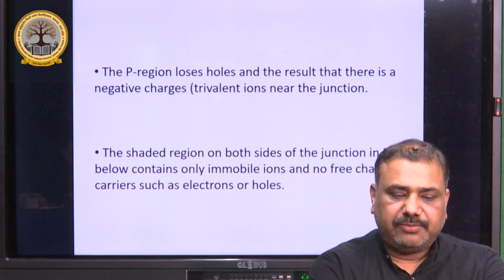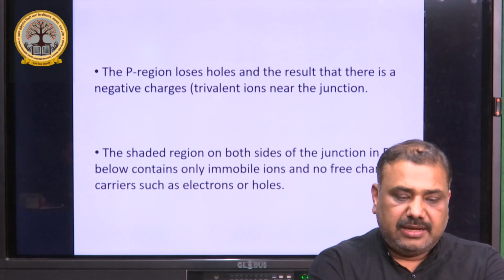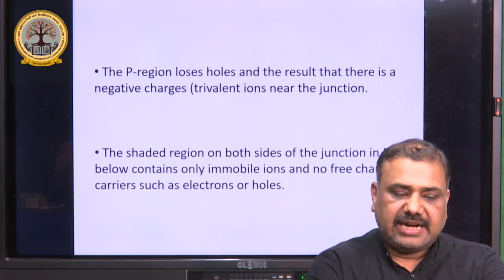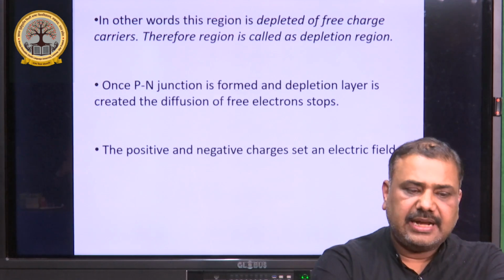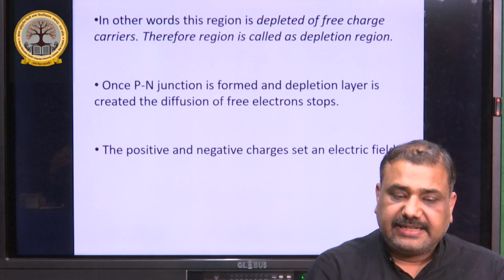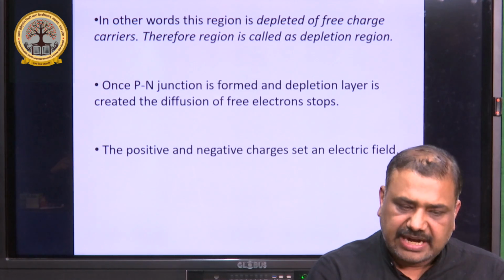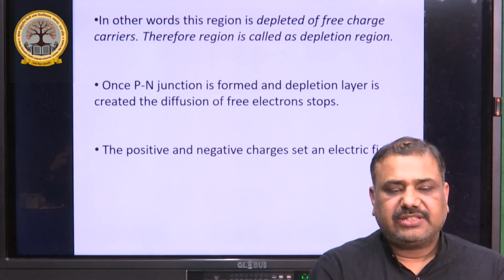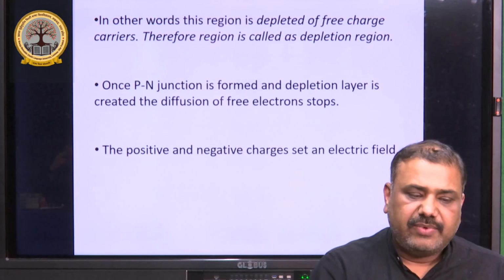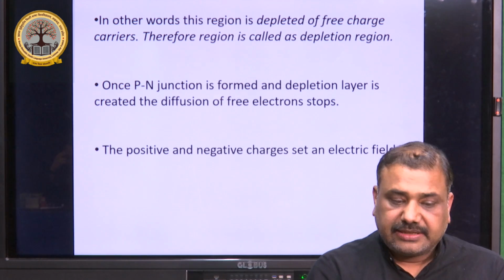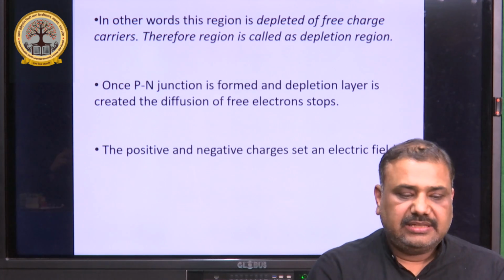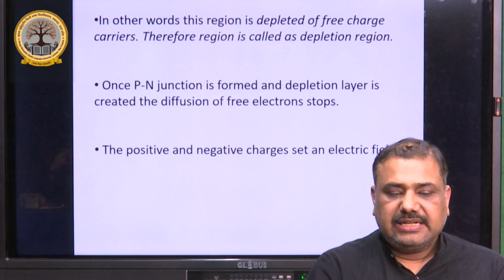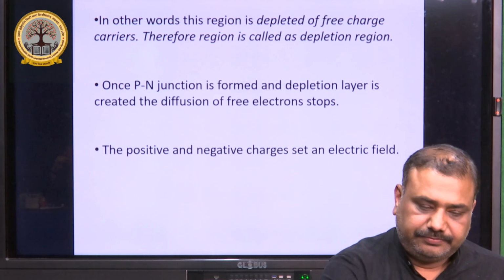The shaded region on both sides of the junction contains only immovable ions and no free charge carriers such as electrons or holes. In other words, this region is depleted of free charge carriers. Therefore, the region is called a depletion region. Once the p-n junction is formed and a depletion layer is created, the diffusion of free electrons stops. The positive and negative charges set up an electric field.